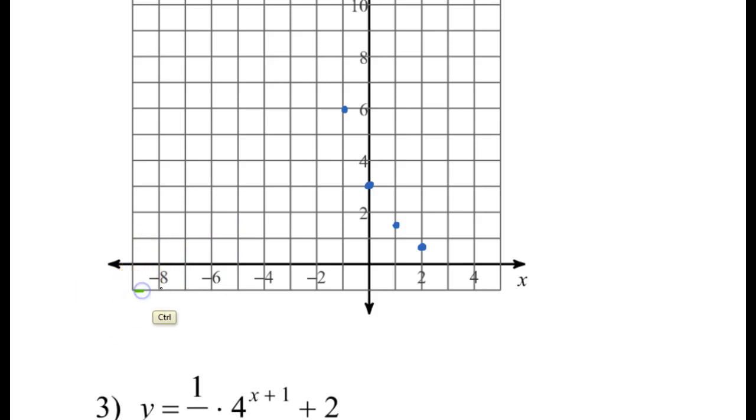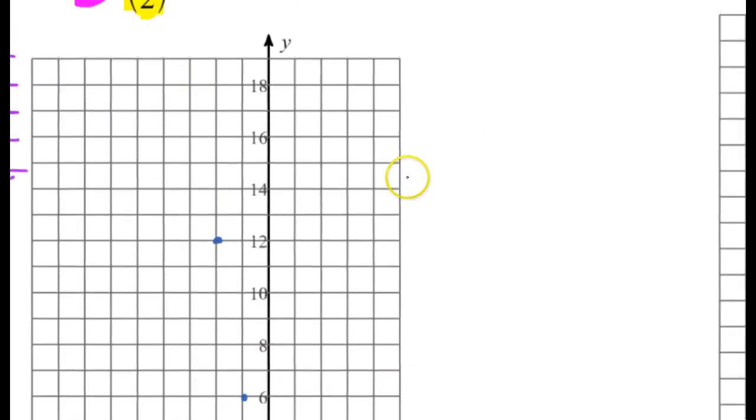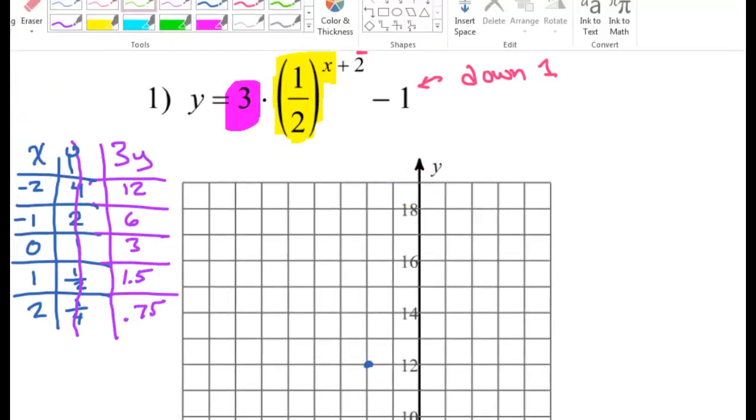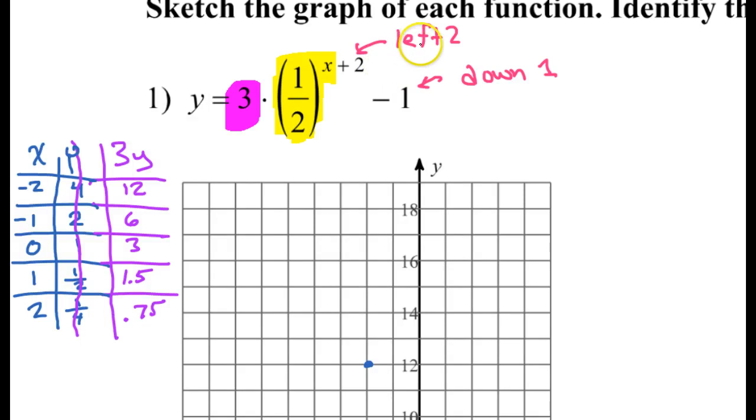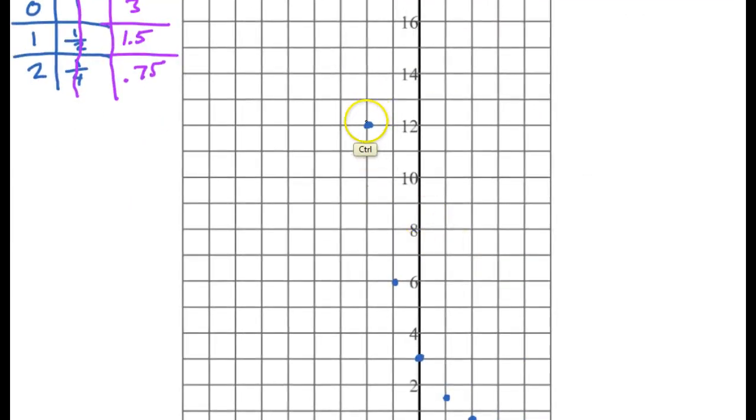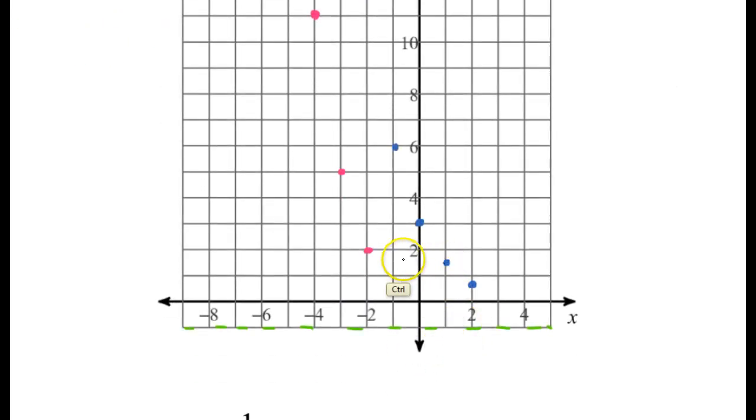So I'm going to have a new asymptote that's here. So I'm going to go ahead and draw my new asymptote as a dotted line. Okay, so there's the new asymptote. So now I'm going to go back and I'm going to move every dot left 2 and down 1. Okay, so left 2 down 1, left 2 down 1, left 2 down 1, okay, left 2 down 1, and left 2 down 1.